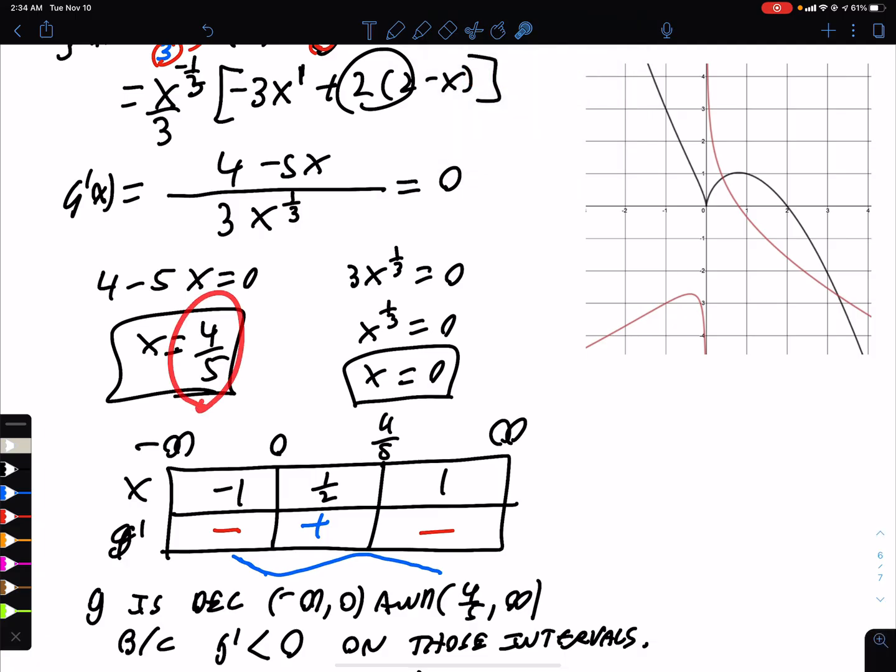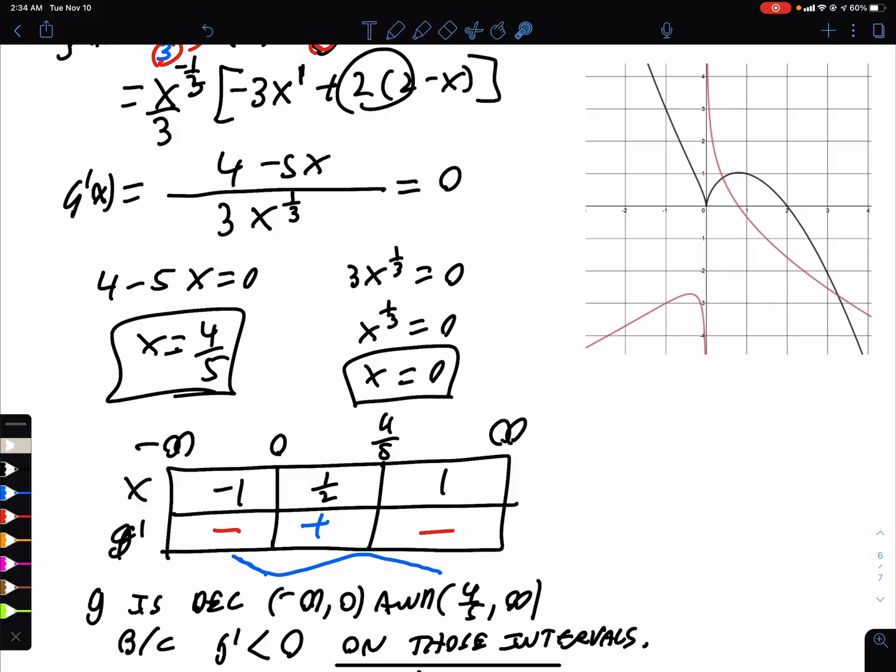What happens at 4/5? The derivative is 0 at 4/5. Look, at 4/5, tangent line 0. What happens at 0? You're dividing by 0. It's undefined. Well, we have a sharp point at 0. Derivative does not exist at a sharp point. So at 0, that's showing us we have that sharp point there.